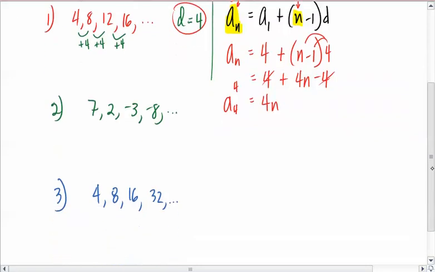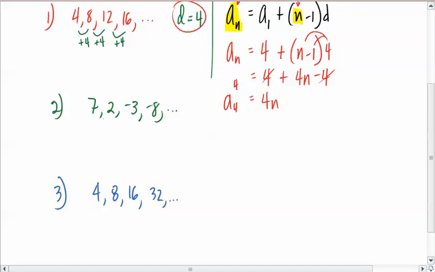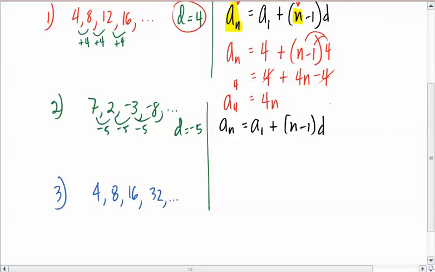Okay, let's look at the next one. So I'm looking at that and I'm thinking, they're subtracting 5, is that the case? Subtracting 5, okay. So it's subtracting 5 each time. Therefore it is arithmetic. It's arithmetic, and my D is negative 5. Alright, so let's take a look at the basic formula. It is this. So we're going to substitute in.